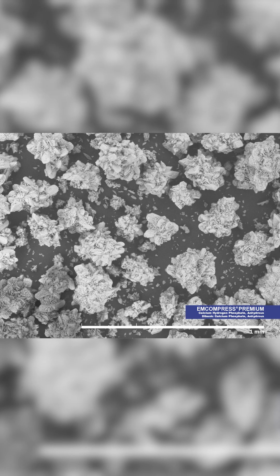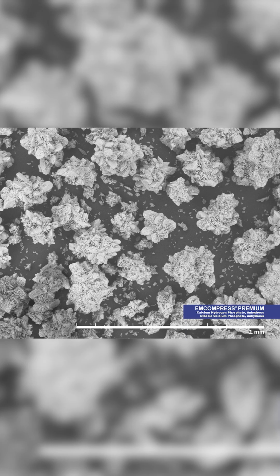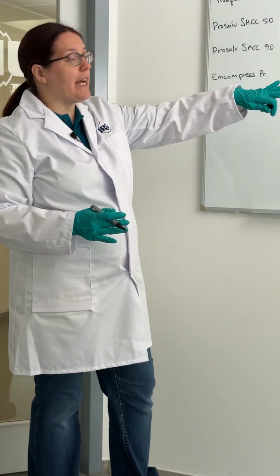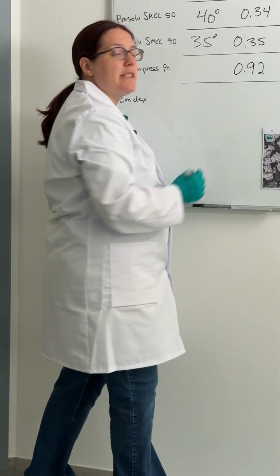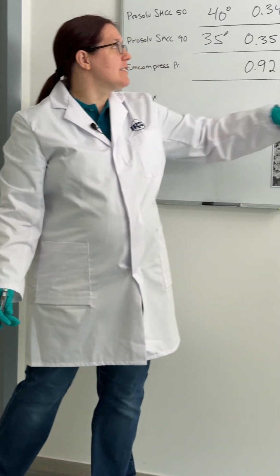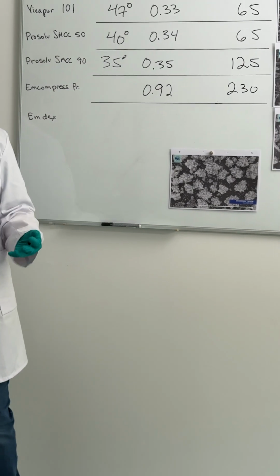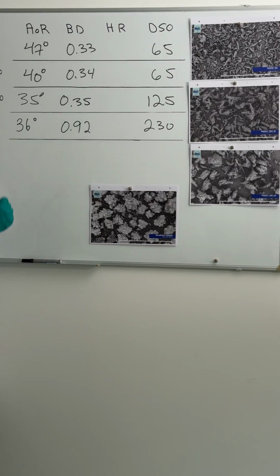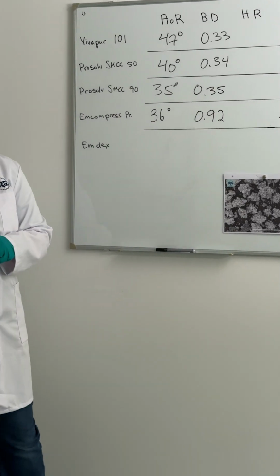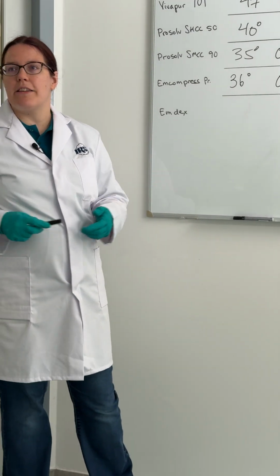First, let's take a look at MCompress Premium, which is dicalcium phosphate dihydrate. And here we had a median particle size around 230 microns. So that's actually a lot bigger yet. So, you might expect a bigger flow. It's also got a higher bulk density. We measured about 0.92 grams per milliliter. So conventional wisdom would say larger particle size, higher bulk density, the angle of repose or the flowability should be better. But in fact, we only measured an angle of 36 degrees, which is at the upper end of the good range.